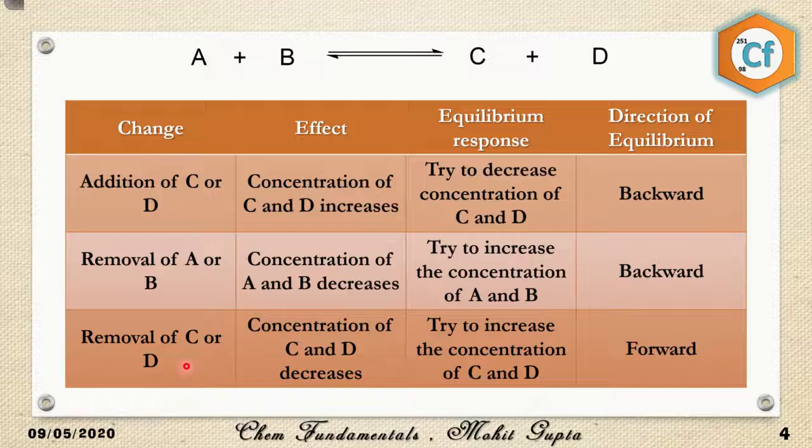Similarly, if I want to remove C or D, if I remove one of the products, then the concentration of product will decrease. What would equilibrium do? Equilibrium will try to increase the concentration of C and D, and to do so it will shift the equilibrium in the forward direction. So if you want to complete one of the reactions, what would be the best way to complete it? The best way is to remove one of the products.